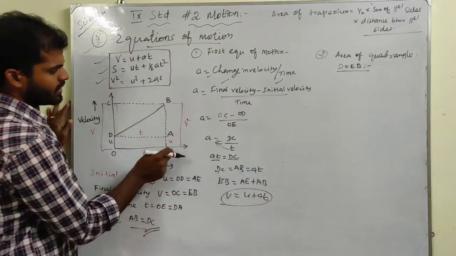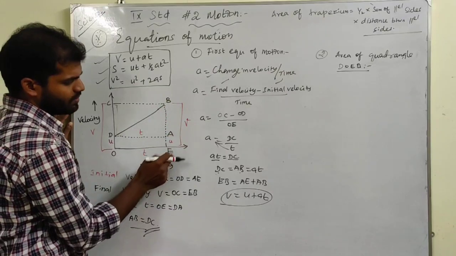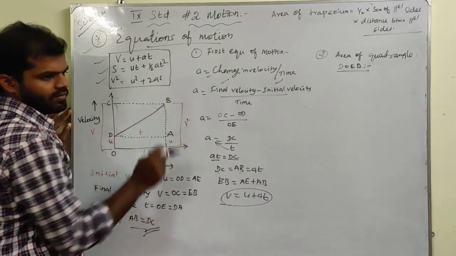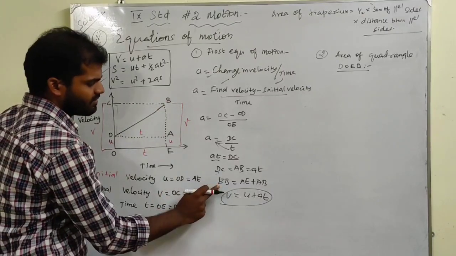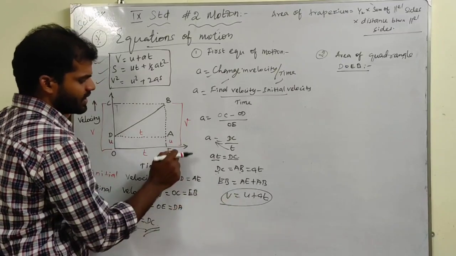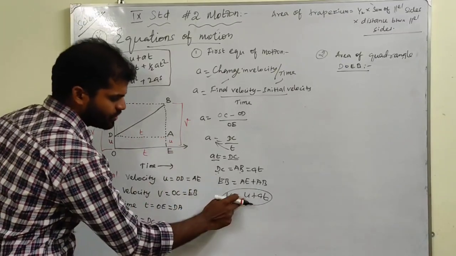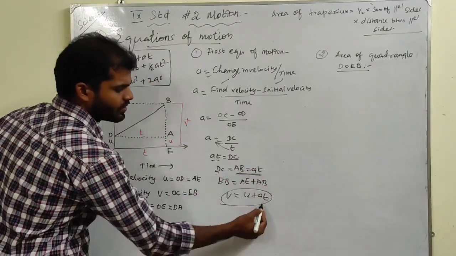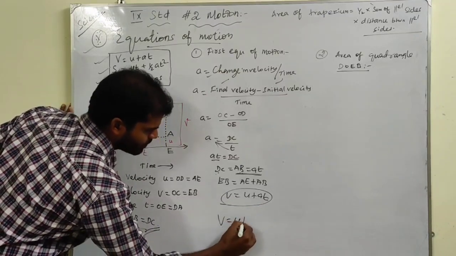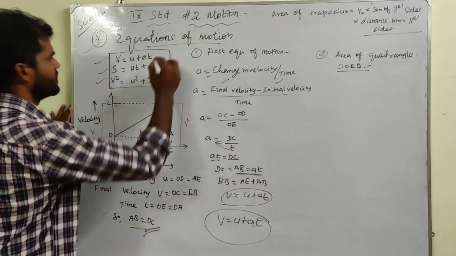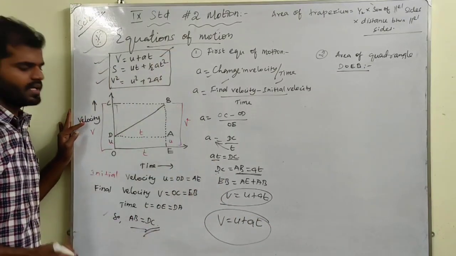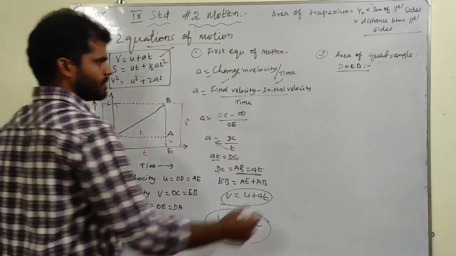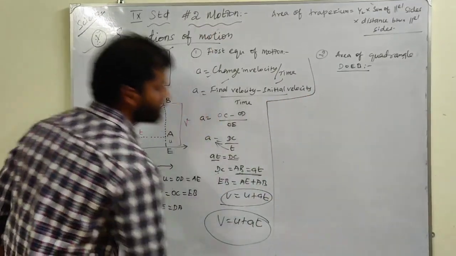Now I need to find out this total value, right? So the EB value. EB is equal to AE plus AB. When you add these two, you will get the final value. So EB is called the final velocity, that is V, is equal to AE, we know very well, that is initial velocity U, plus AB, already we have found that AB is equal to AT. So we can write V is equal to U plus AT. The first equation is solved: V is equal to U plus AT, that is, final velocity is equal to initial velocity plus acceleration into time. Okay, now we are going to solve the second equation.